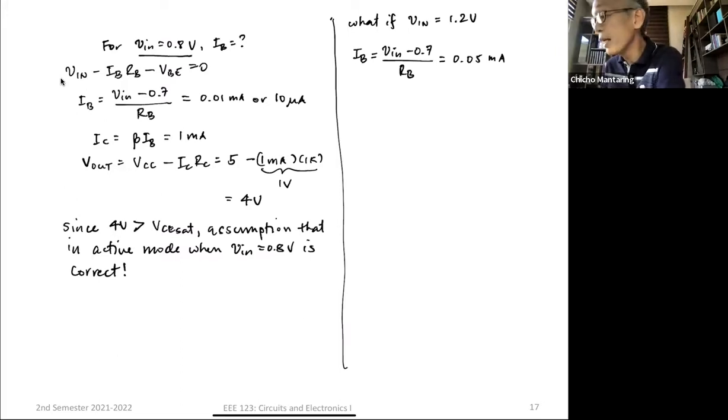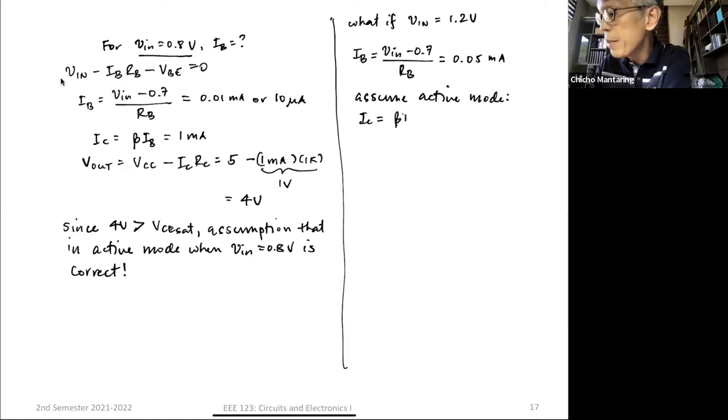5 divided by 10K is 0.05 mA. Okay, 0.05 mA. So again, the next step, we assume active mode. So IC is equal to beta times IB. That's equal to 100 times 0.05 mA. I'm going to get 5 mA.